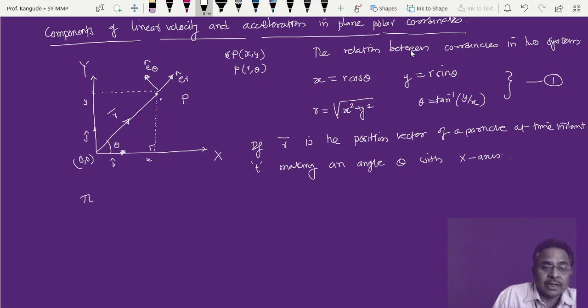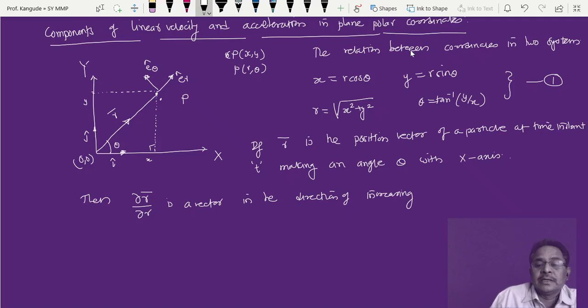Then now this is a very important thing here. I am writing ∂r bar upon ∂r. Now here, in the numerator there is r and in the denominator also r, but this is not that simple. R bar is the vector r bar and small r is our scalar coordinate. So this is again differentiation of a vector with respect to a scalar. The quantity defined as ∂r bar upon ∂r is a vector in the direction of increasing r bar.